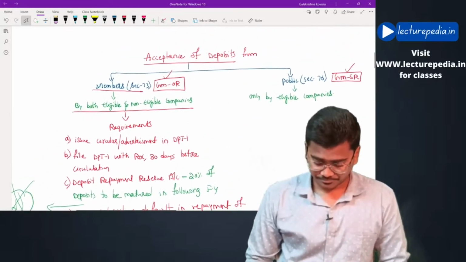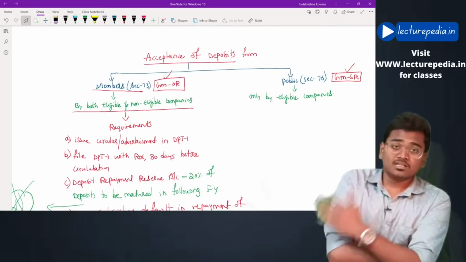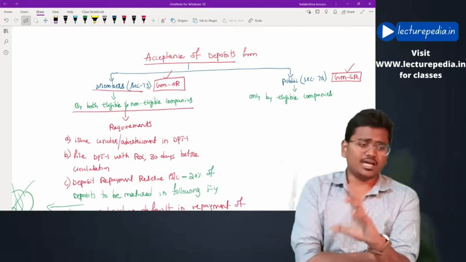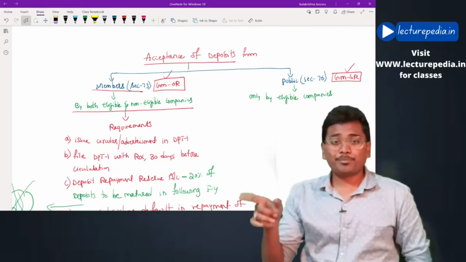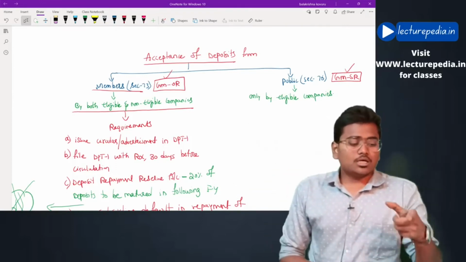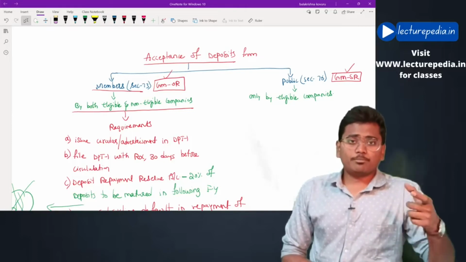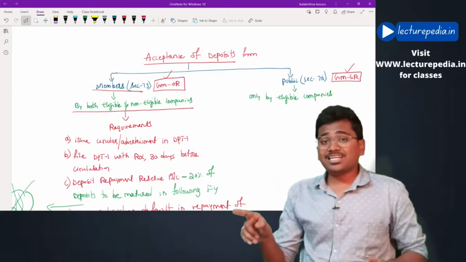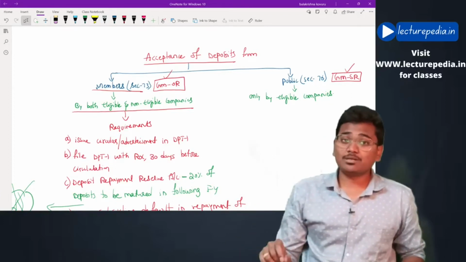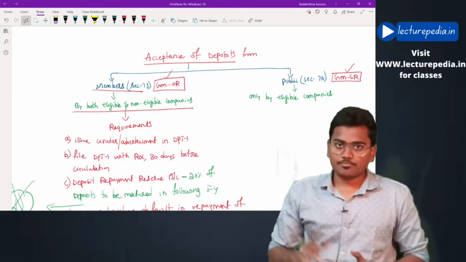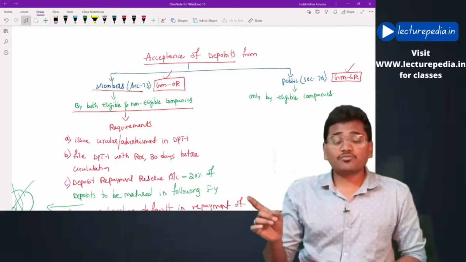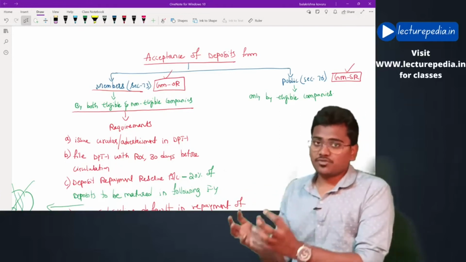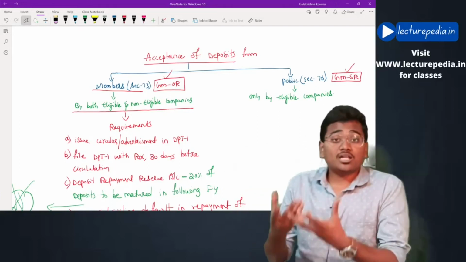See, first of all, a company wants to accept deposits. Deposits can be raised either from members or from public. Now, the raising of deposits from members will be governed by section number 73, and the raising of deposits from public will be governed by section number 76. Now, who can raise deposits from public? Only eligible companies can raise deposits from public. Now what are eligible companies?